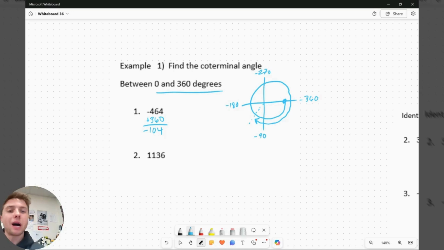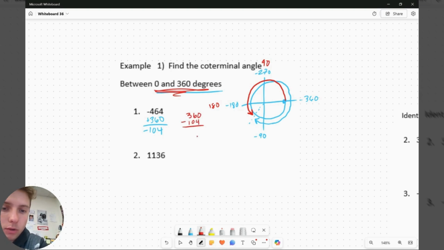Well, we need the positive angle that it took to get there. I need an angle between 0 and 360 to get to that spot. So I just want to look at rotating to this. We know that we went 90 degrees, we went 180 degrees, and a little bit more. We could simply find this by taking 360 and getting rid of that 104 degrees. That would give me the positive angle that I went, which is 256 degrees. The red angle there is a coterminal angle between 0 and 360.